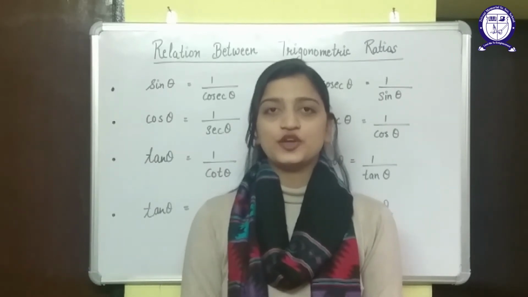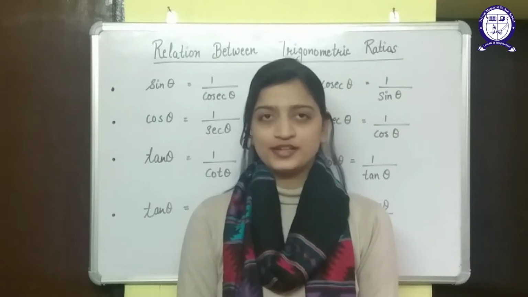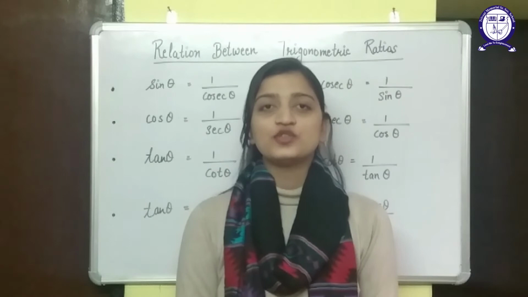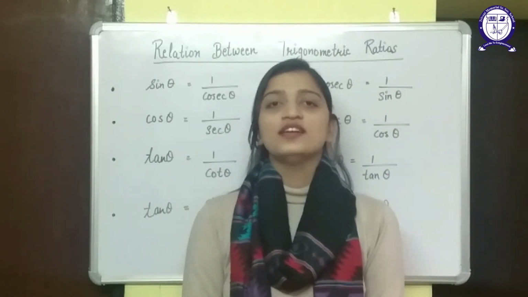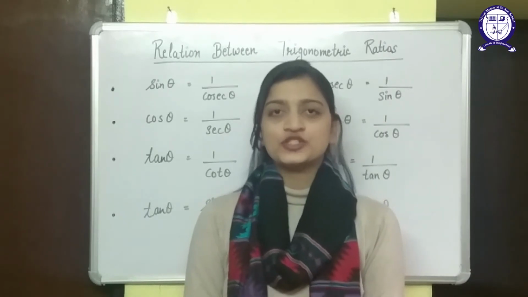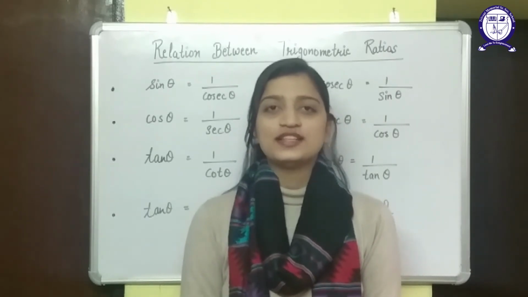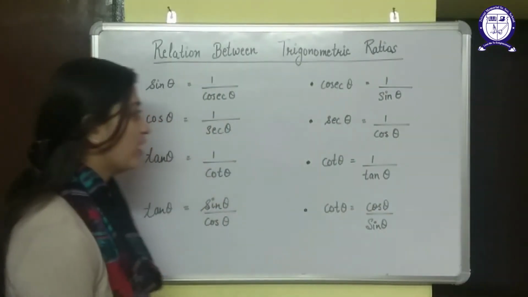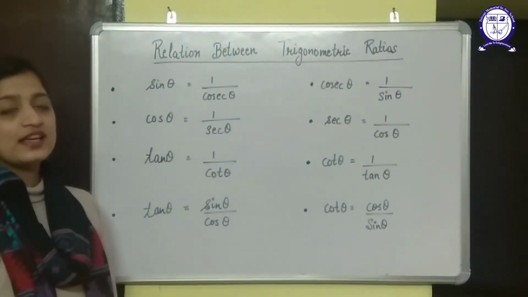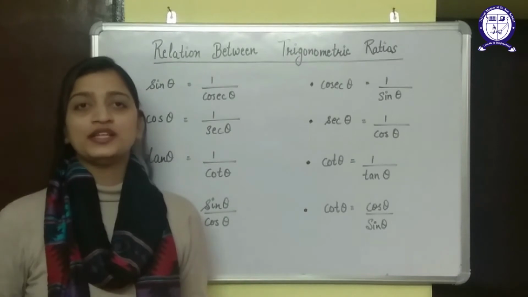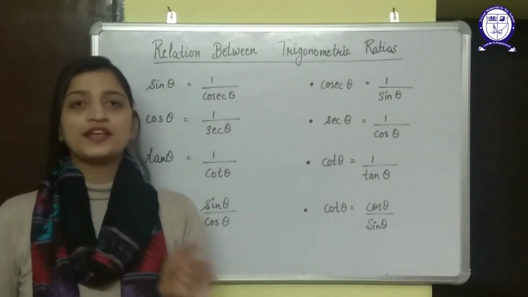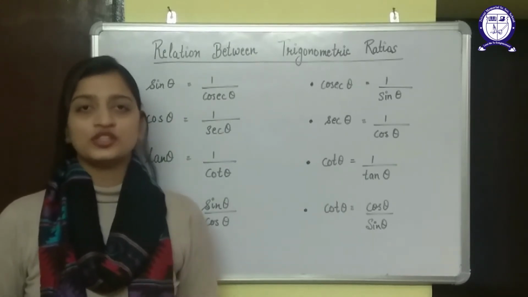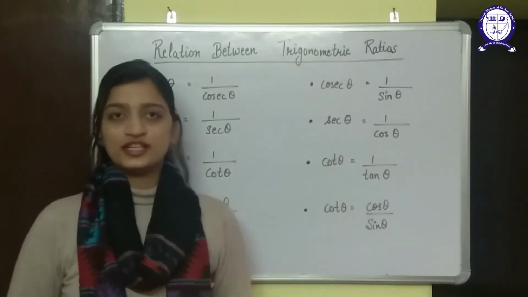In our previous video, we were learning about the trigonometric ratios and how to use the formulas to solve the questions. Today's topic is the relation between trigonometric ratios and the values of trigonometric ratios at specific angles. So let's start. First of all, there is a certain relation between different trigonometric ratios. That is, one ratio is dependent on the other ratio in some way. Now let's see what the relations are.